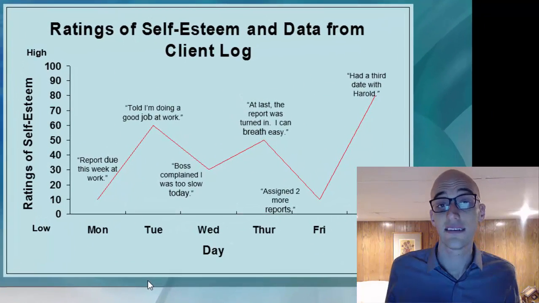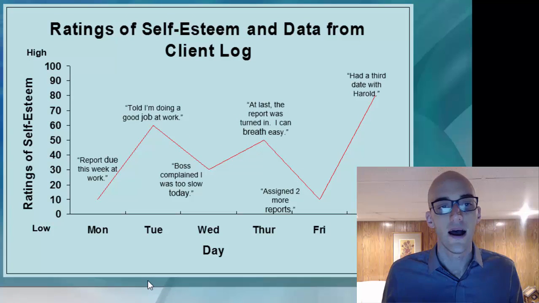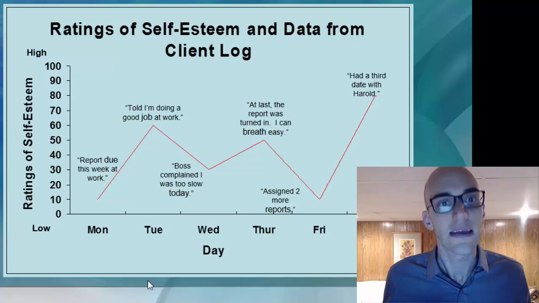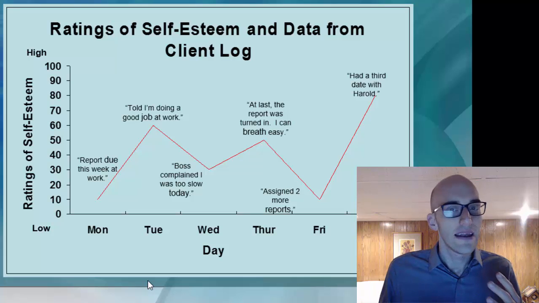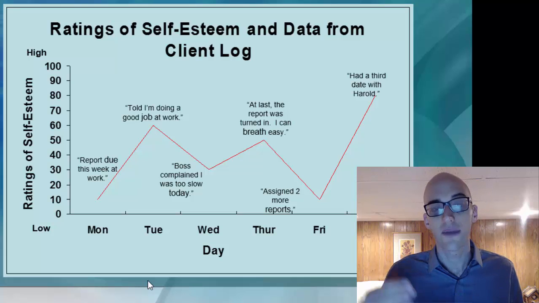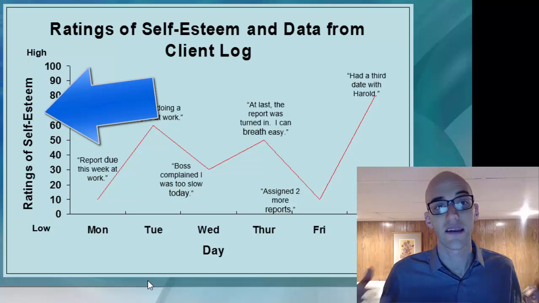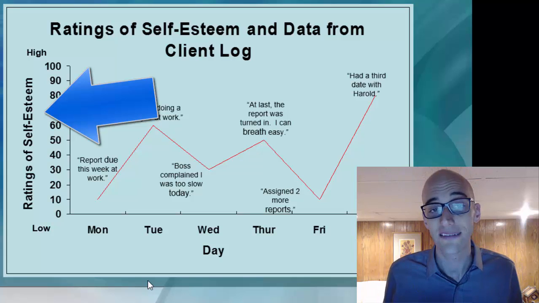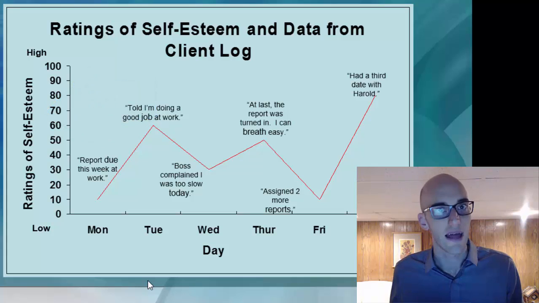And so here's how you could use it in your graph. You can see Monday through Saturday, ratings of somebody's self-esteem. This is a mixture between quantitative and qualitative, because we've got ratings of self-esteem on the y-axis, which could be something that you created, maybe an individualized rating scale, or maybe a standardized measure. But this is built in with that log, right?